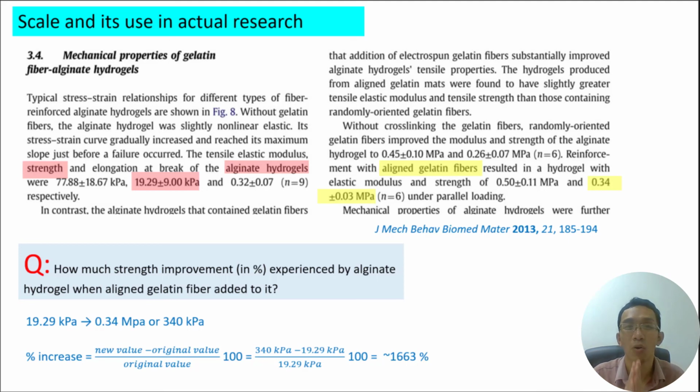With that, we basically conclude this video, which is about Bionano, its definition, appreciation of nano, and scale conversion.